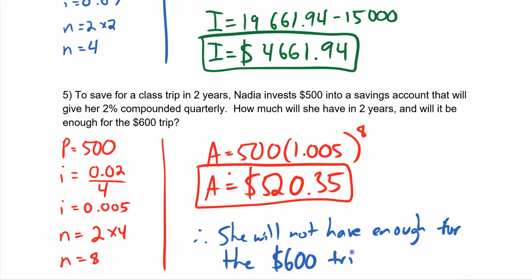If you want to include how much she was short, you could do that, of course. So she'd be short about $79.65. You can include that if you want, but basically she did not invest enough money to earn that amount of money at that interest rate.